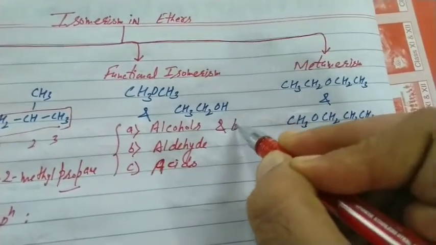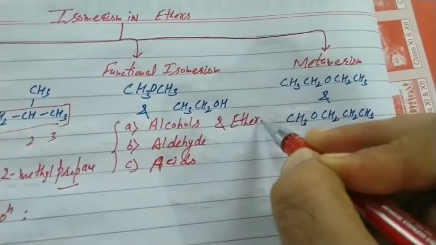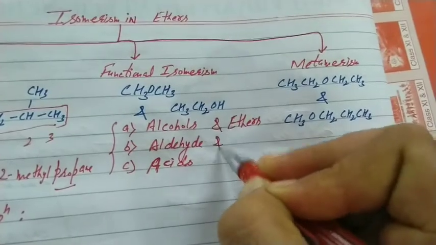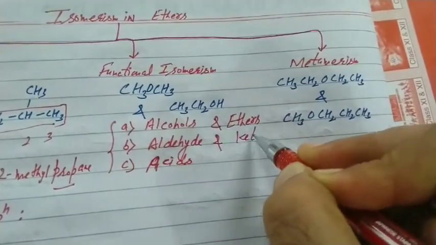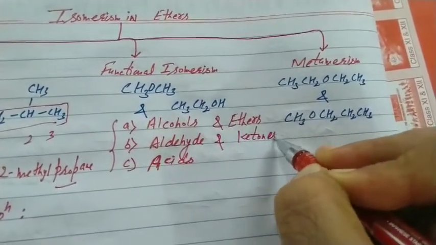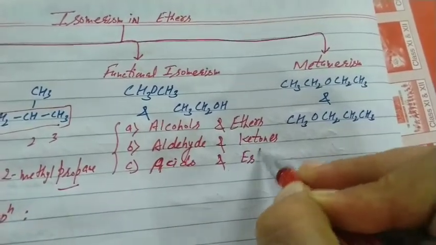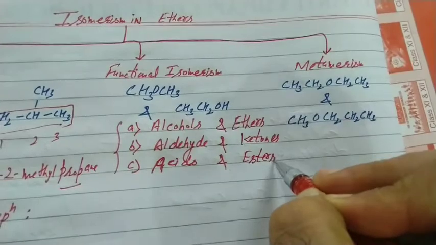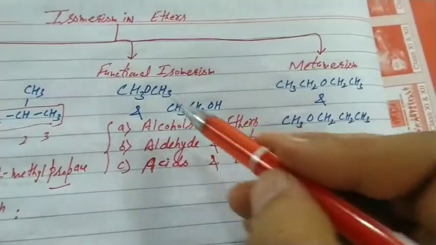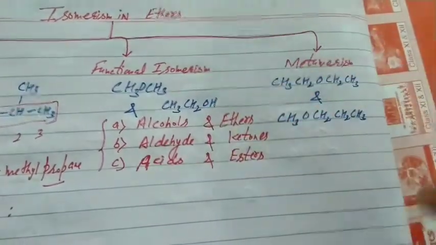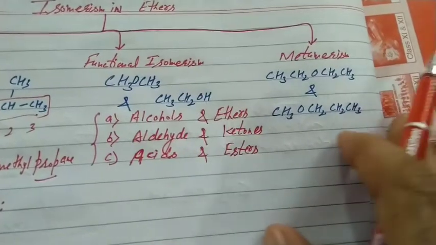Alcohol shows functional isomerism with which organic compound? Ethers. Aldehyde and ketones. Aldehyde with ketones, we will discuss in aldehyde and ketone, and acids with esters. Acids undergo functional isomerism with esters. This pair shows which isomerism? Your answer is functional. Third is metamerism.